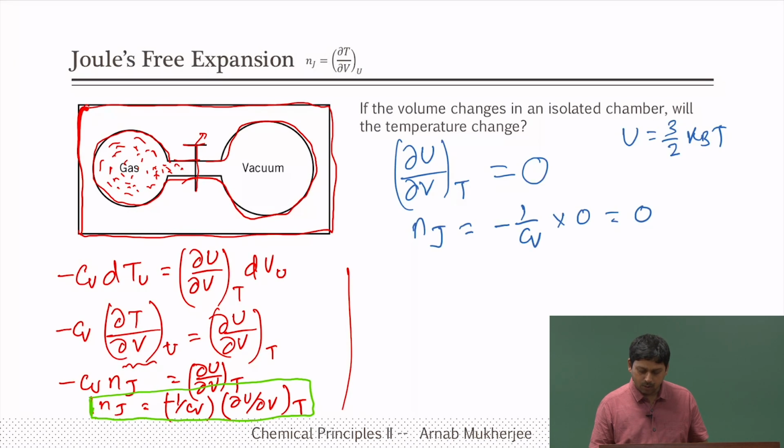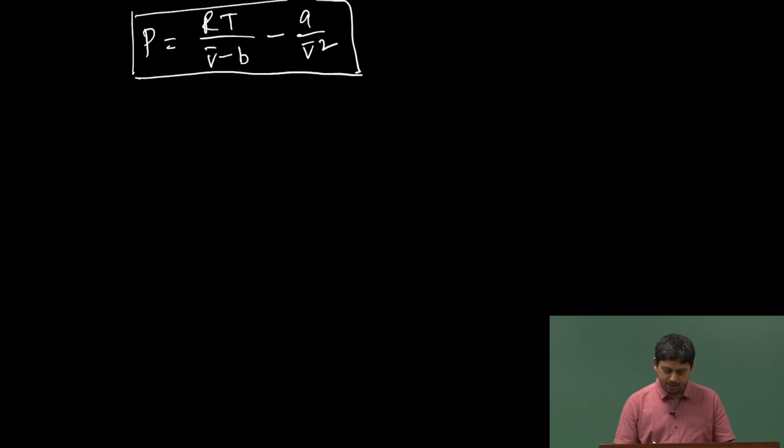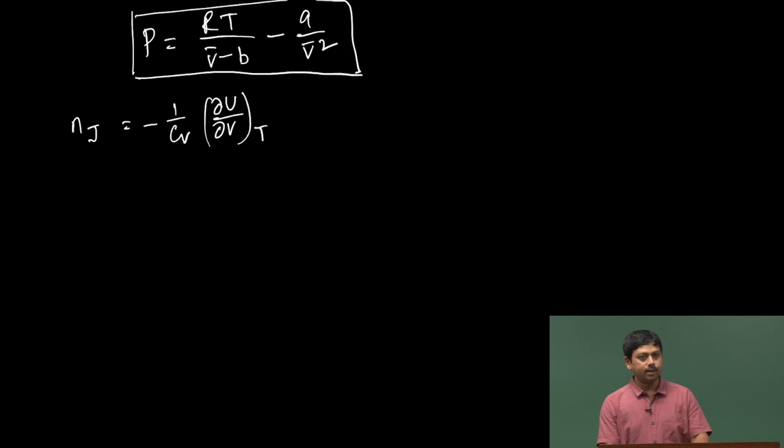So, if we want to understand that, let us take an easier example, which is a van der Waals gas. P equals RT by V minus b, minus a by V squared, we know that. Let us keep this equation of state in mind and try to calculate the quantity required for Joule's coefficient. We derived Joule's coefficient η_J as minus 1 by C_v ∂u/∂V at constant T. This is what we are going to calculate.